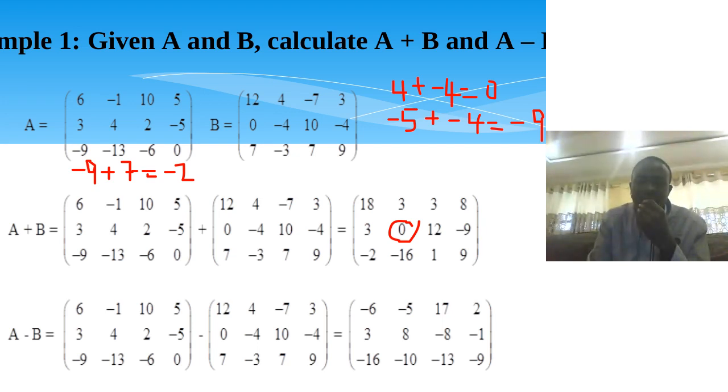Then 2 minus 10, that will give us a negative 8. Negative 5 minus 4, that will give us negative 5 plus 4, which is a negative 1. Then next we have negative 9 minus 7, that is negative 16. Negative 13 minus 3, that is negative 13 plus 3, that gives us again a 10. Then we have negative 6 minus 7, that is negative 13. And then 0 minus 9, that gives us minus 9.